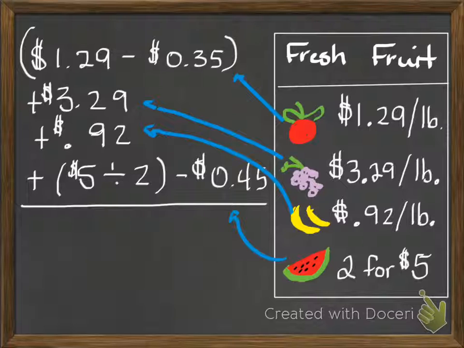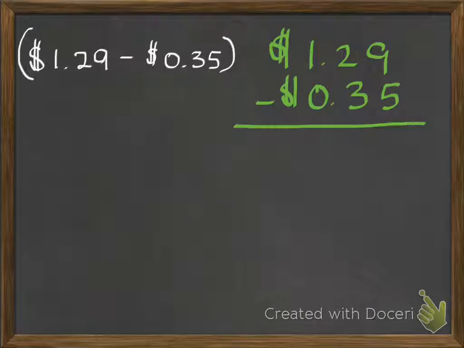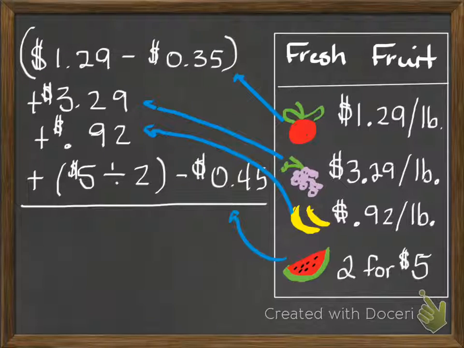So let's start with the first one, $1.29 minus 35 cents. I've done that here. I wrote $1.29 minus 35 cents vertically. So 9 minus 5 is 4. And then I'm going to borrow. And I have 12 minus 3, and that will equal 9. So 94 cents. So the apples are going to equal $0.94. So I'm going to put that back there, $0.94.